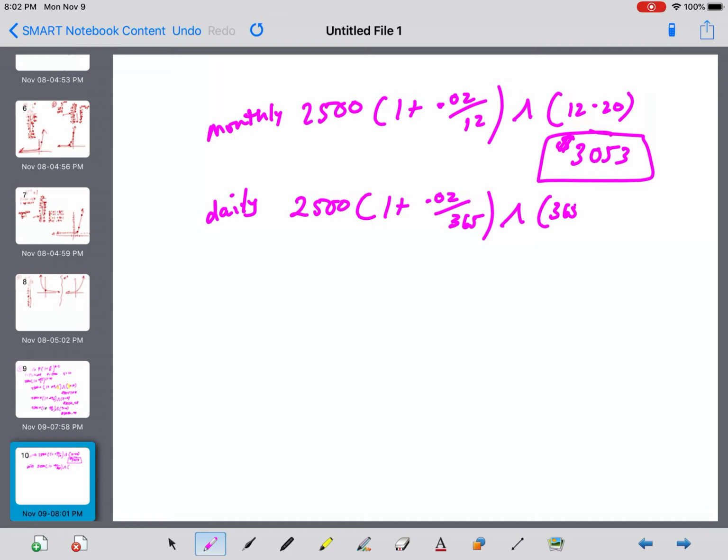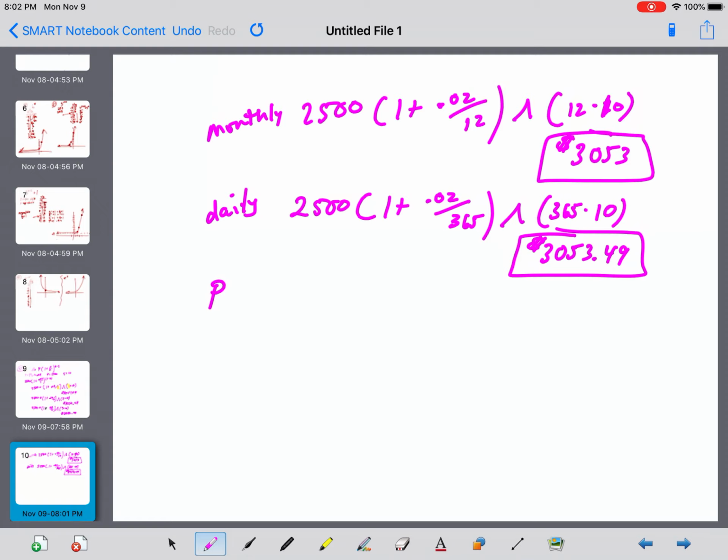You raise it to the 365 times, oops, that's not times 20. I don't know why I changed that to it. That should still be a 10 up there, times 10. So this one is going to be $3,053.49. I think these are all right.